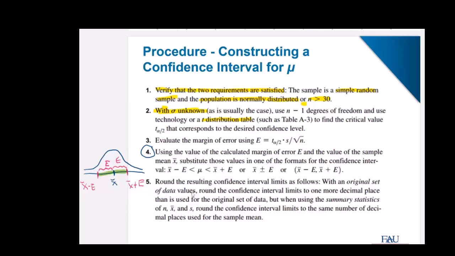Round the resulting confidence interval limits as follows. With an original set of data, round the confidence interval limits to one more decimal place than is used for the original data set. And when using summary statistics, round the interval to the same number of decimal places as used for the sample mean.